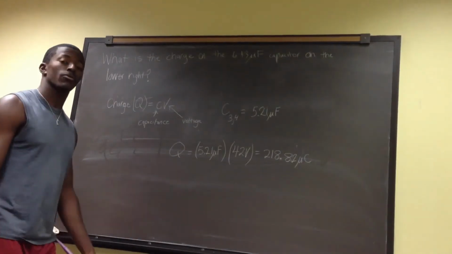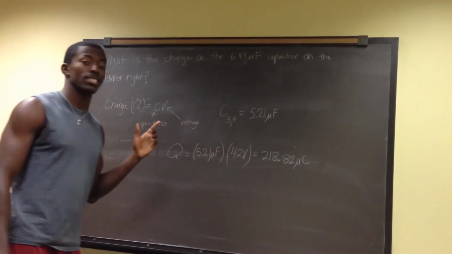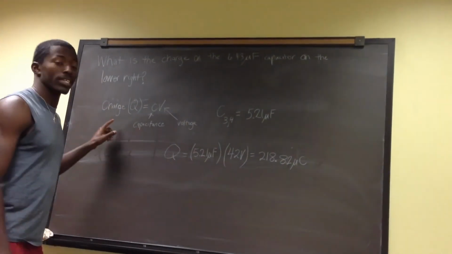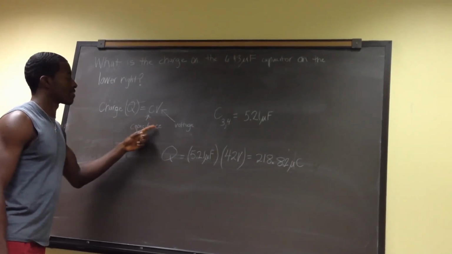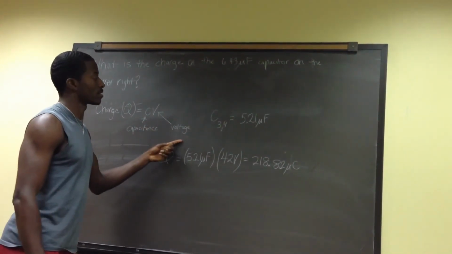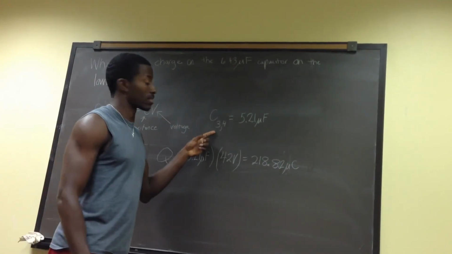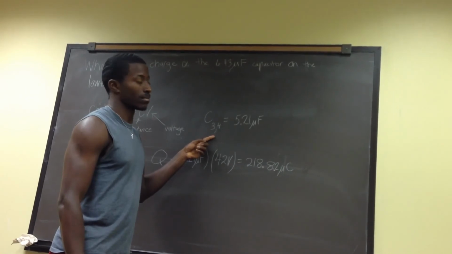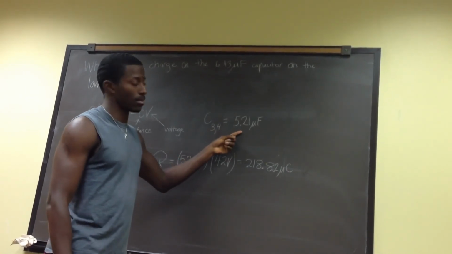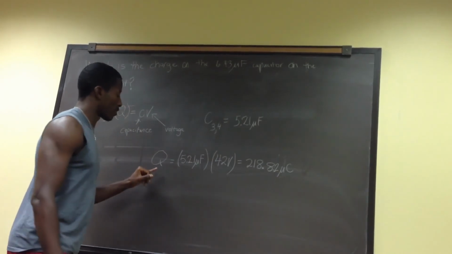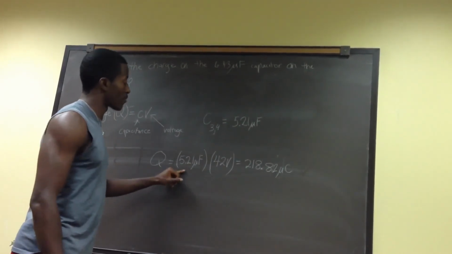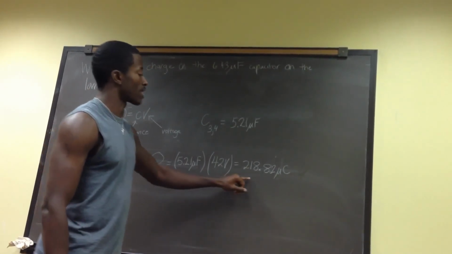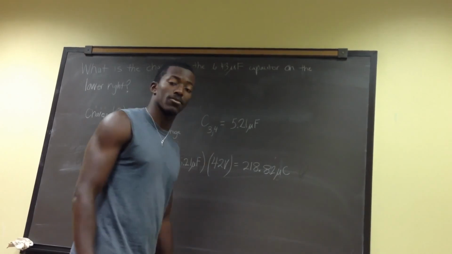So for part 3 of this problem, we're asked to find the charge on the 6.43 microfarad capacitor on the lower right. We know that charge is equal to CV, which is the capacitance times the voltage. We found from the previous problem that since we have two capacitors in series, we're going to add the inverses of them together, and that's how we got the value from our previous problem. Now, plugging it into our charge equation, we're going to take 5.21 microfarads times the 42 volts, and we get the answer 218.82 microcoulombs.